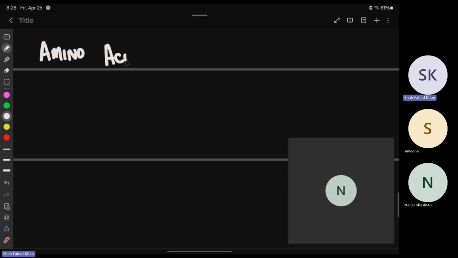So, structure of amino acids. Amino acids are the building blocks of proteins. The basic structure is as follows. This is the carbon atom, the central carbon atom. And a carbon atom can have a maximum of 4 bonds, due to its valency.